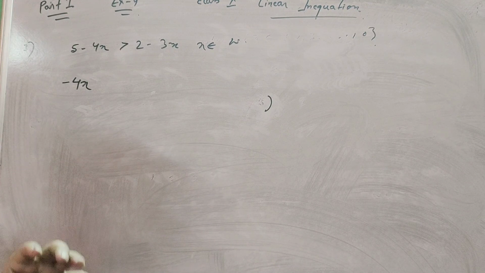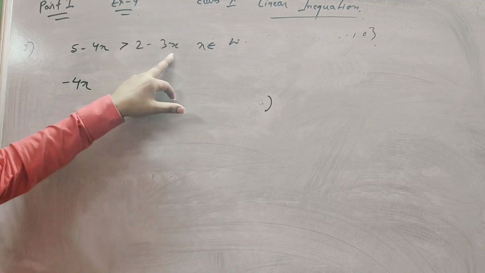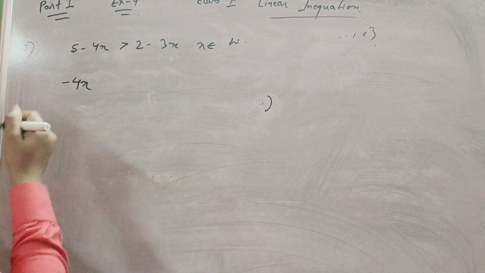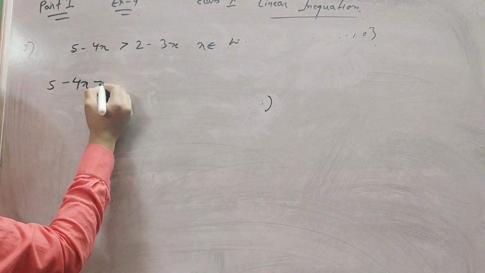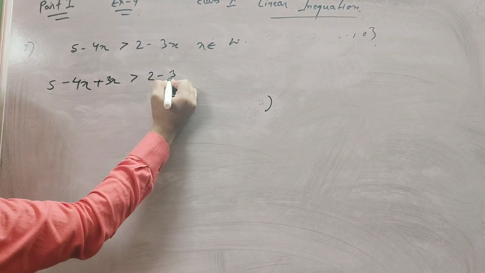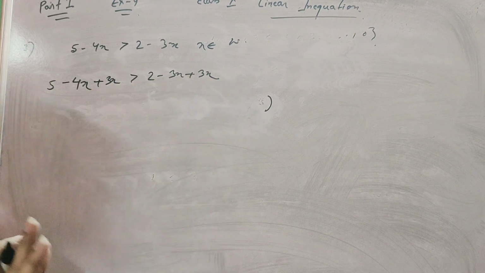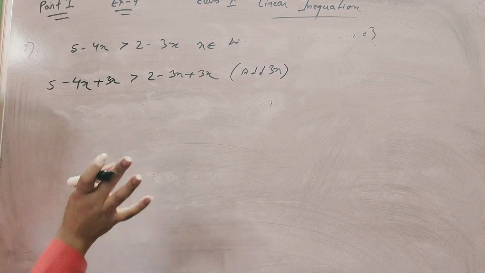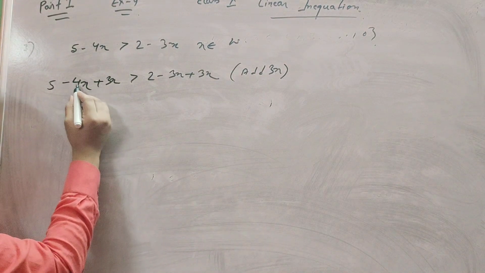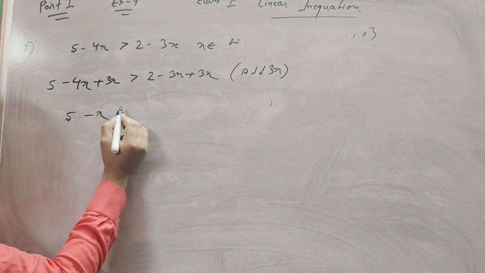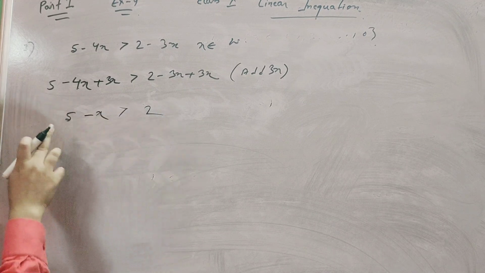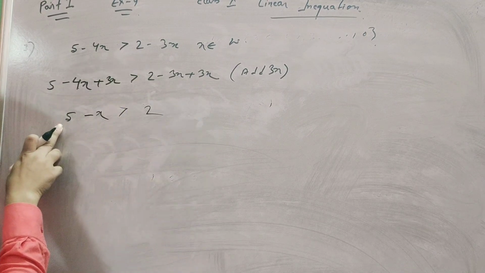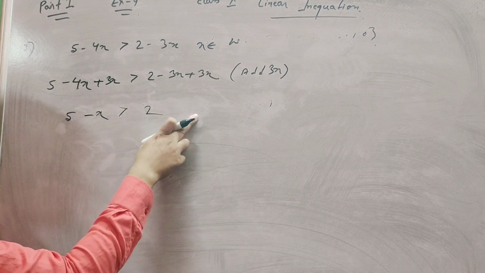Clear? Because we know that whenever you add, this number comes to the other side, at that time you do it on both sides. Okay, so 5 minus 4x plus 3x, and 2 minus 3x plus 3x. Clear? So add 3x on both sides. 5 minus 4x plus 3x, that is 5 minus x, and 2. Done. This plus 5, when it goes from LHS to RHS, this is a positive number, when this number goes to this side, that means it becomes negative.